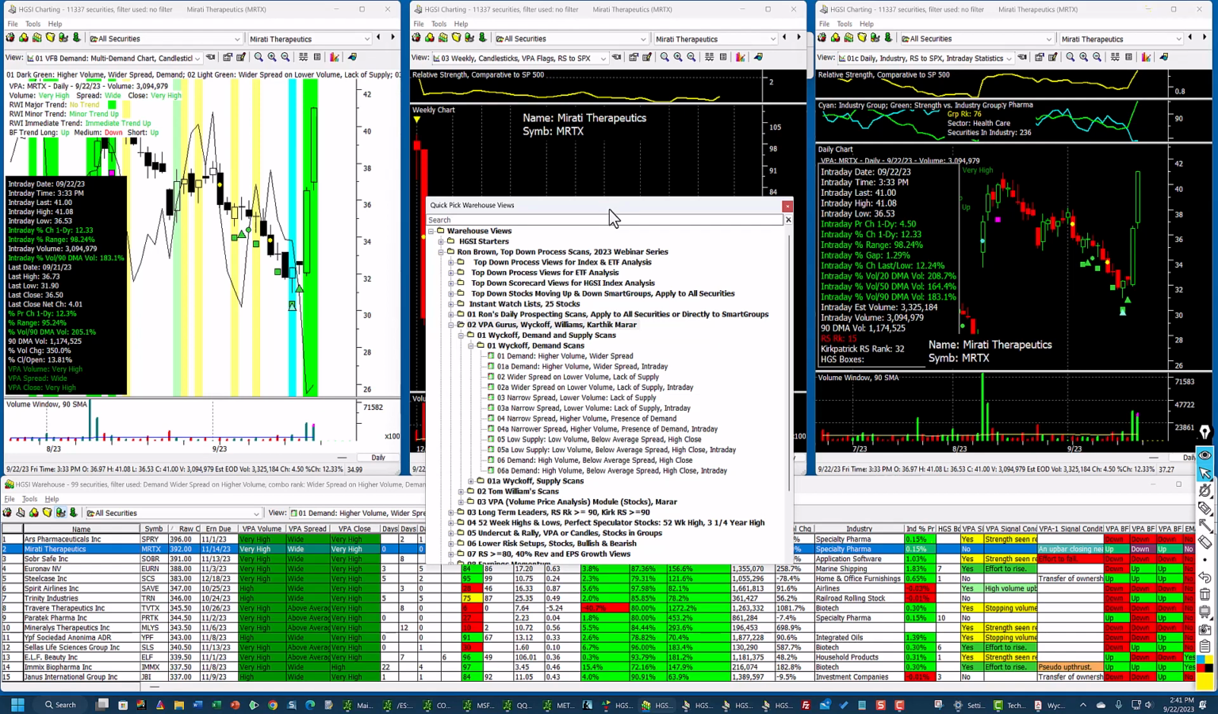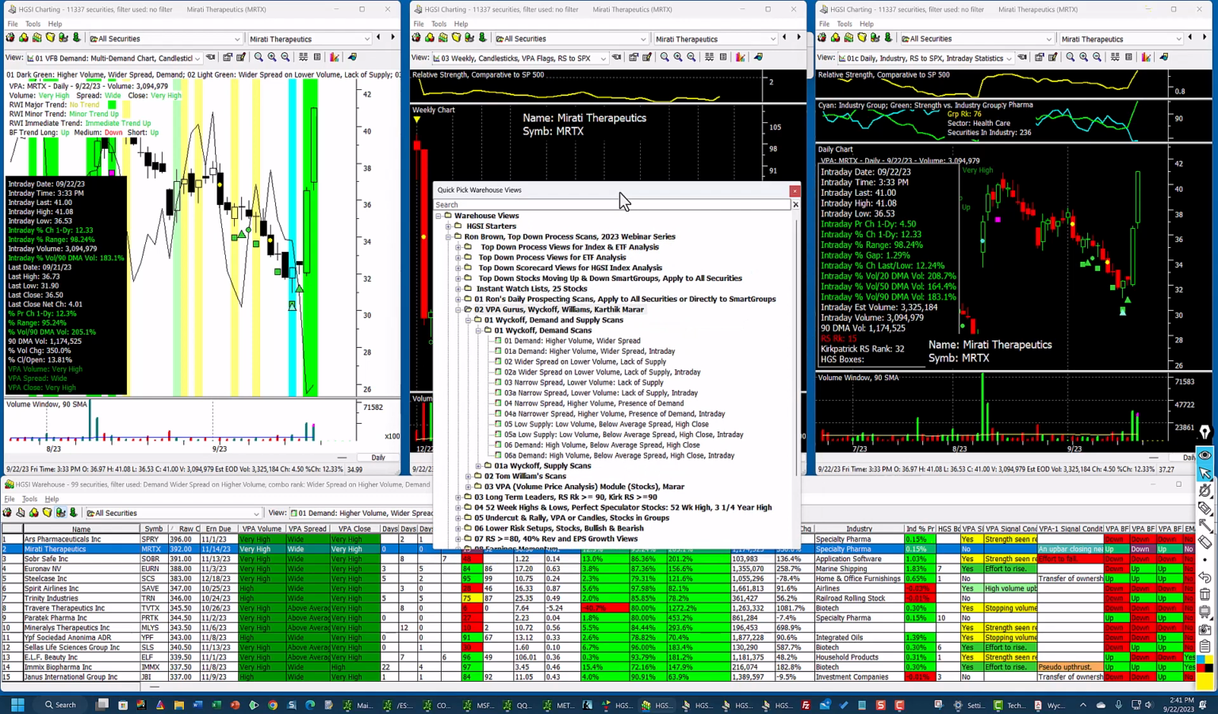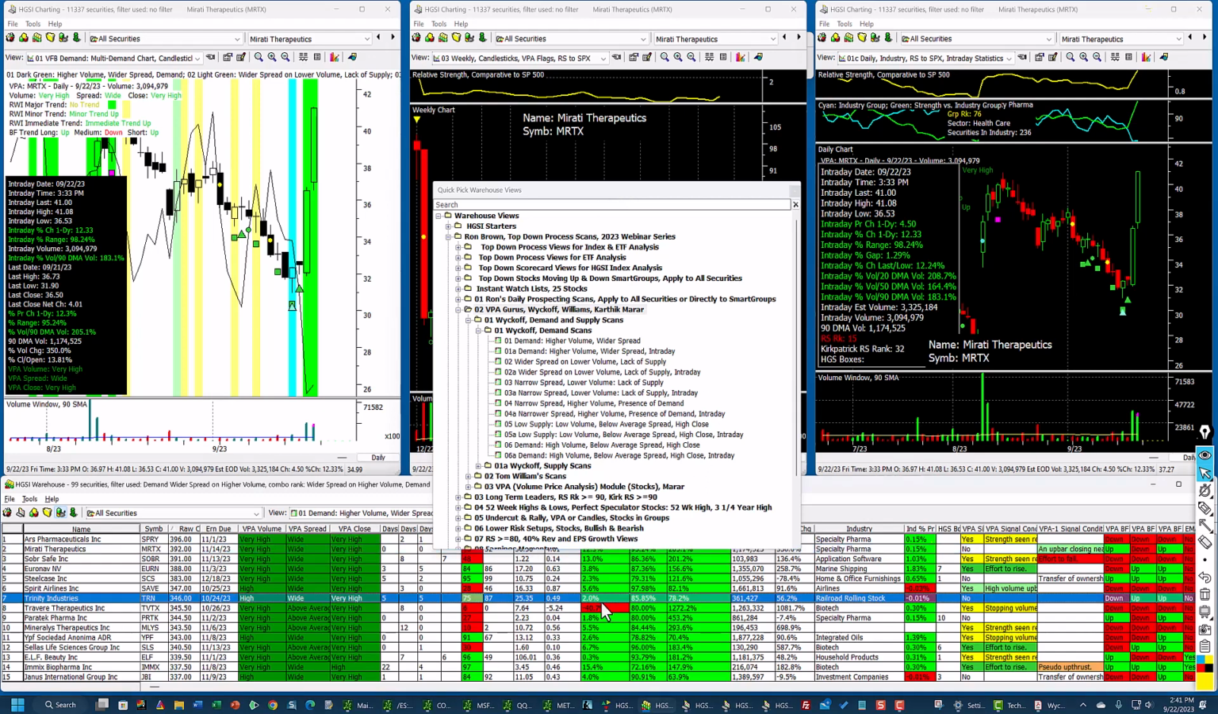HGSI is a program that's been around for a while. It doesn't have all the bells and whistles of some of the more recent programs, but it does a lot of things that no other programs can do. So that's why it's worth putting up with downloading and updating on your computer and so on, because it's got just a tremendous amount of power, and I'm going to show you some of that power today.